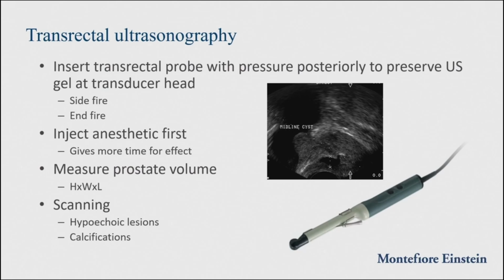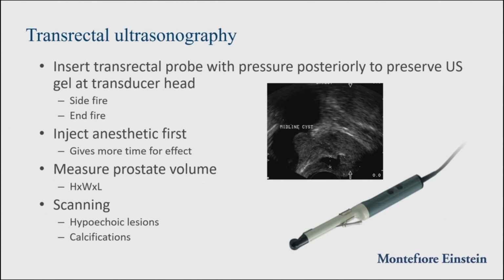So getting into a little bit of technique now, transrectal ultrasound. You're going to insert the probe with some sort of posterior pressure into the rectum, and you want to keep the ultrasound gel at the transducer head because you need that to have good visibility of the prostate. There are 2 types of probes. Dr. Barocas went over this as well, side fire and end fire, depending on how you want to perform your biopsy. Always start with anesthetic first, unless you don't like your patient.